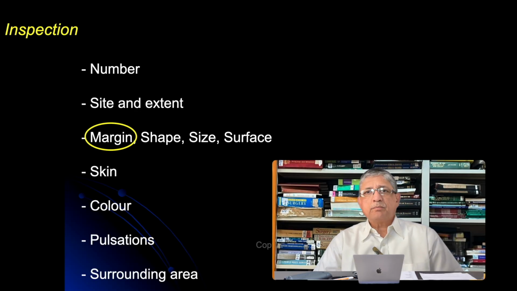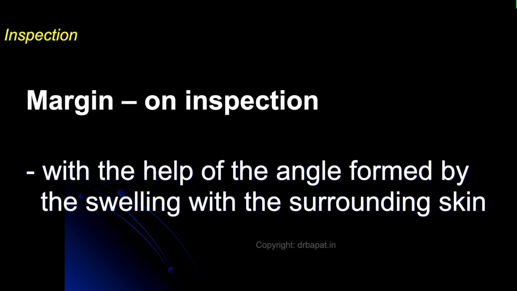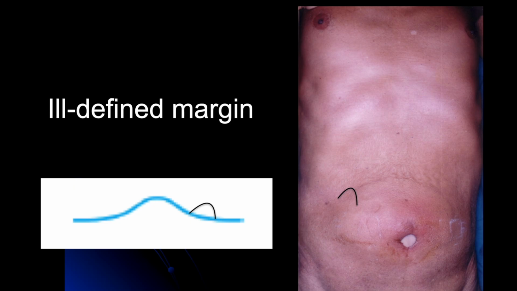Margin helps to determine the pathological nature of a swelling. On inspection, the margin of a swelling is determined with the help of the angle formed by the swelling with the surrounding skin. When it forms an obtuse angle, the margin appears ill-defined. Have a look at this swelling, a pyogenic abscess in the anterior abdominal wall. Note an obtuse angle between it and the surrounding skin.